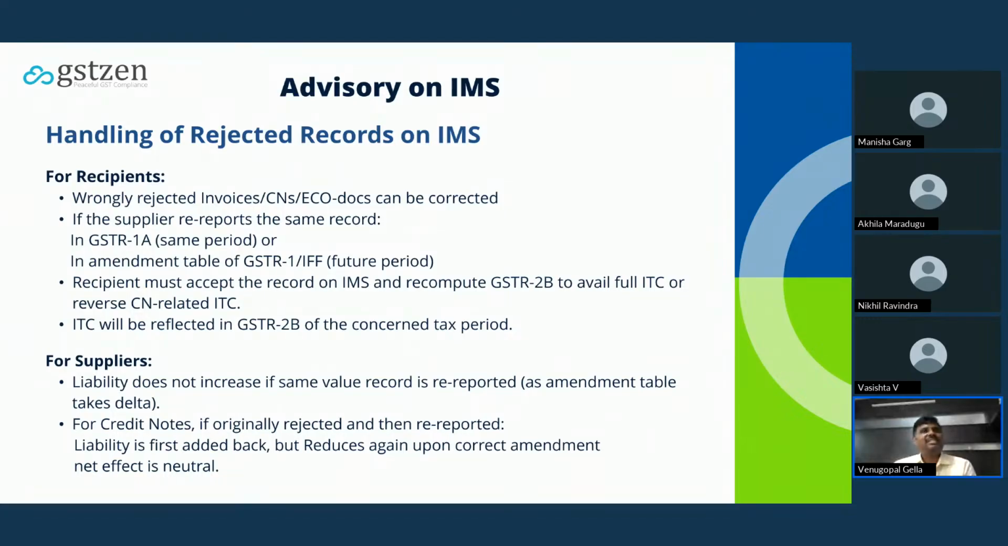When will I do it? Supplier has issued an invoice. I am the customer. I should have accepted it for me to take the credit. By mistake, I have rejected it. My credit is gone. So it will be going back to the supplier. Supplier will open that invoice in the amendment section and enter.